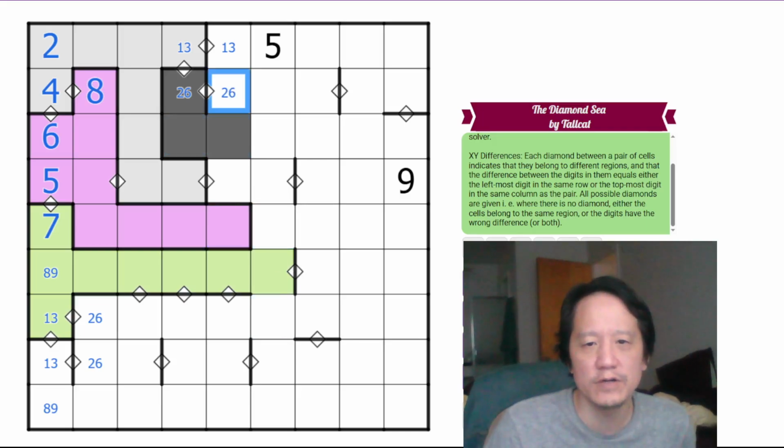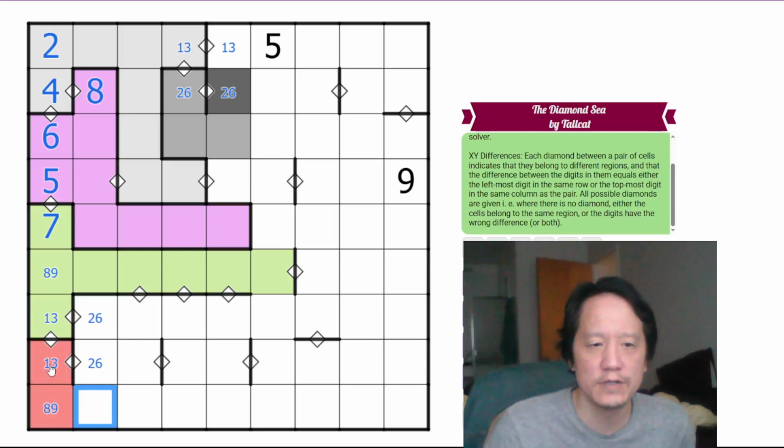This is dark gray. Actually, not dark. We should make it medium. This is medium. I guess we'll make this dark then. We're going to mark this as red. It has to get out somewhere, so it has to go here. This must be a separate region. We're going to make that yellow. It cannot be green.